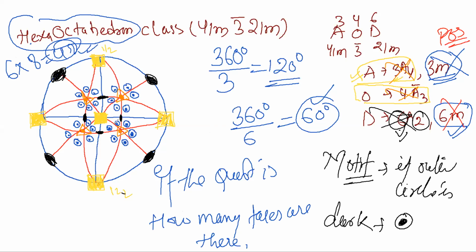1, 2, 3, 4, 5, 6. 6 plus 6, 12, 18, and 24. So total motifs are 24. But these 24 motifs represent top and bottom together. That means 2 faces at each motif. So how much have we got? 48 faces. How many faces are there in total? 48 faces in total.